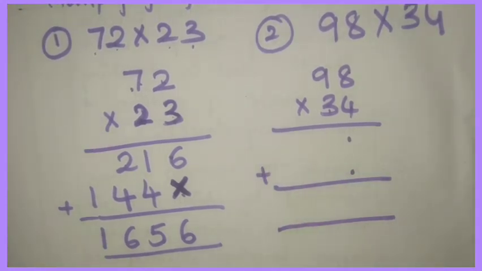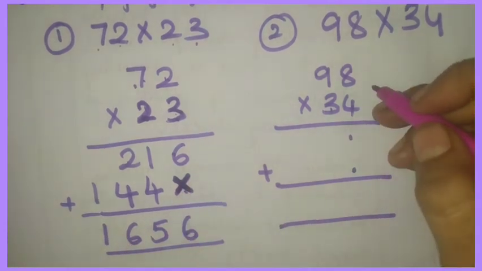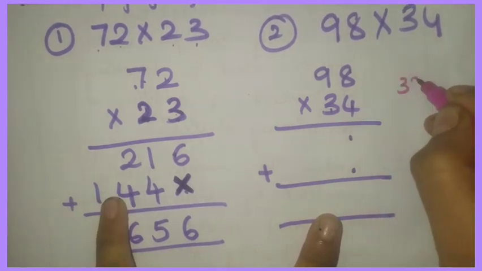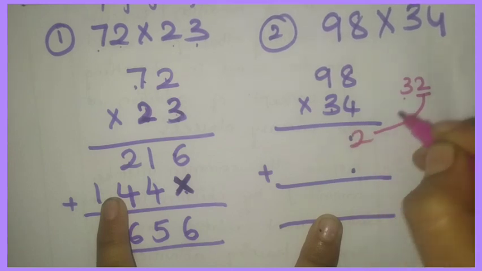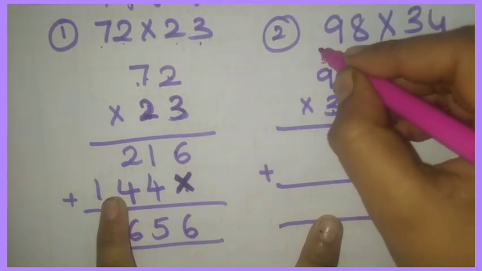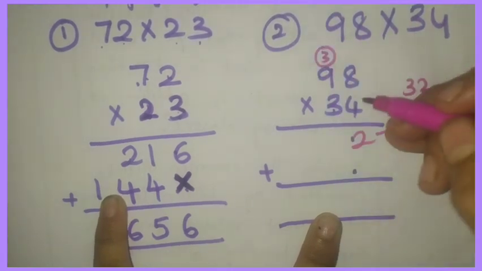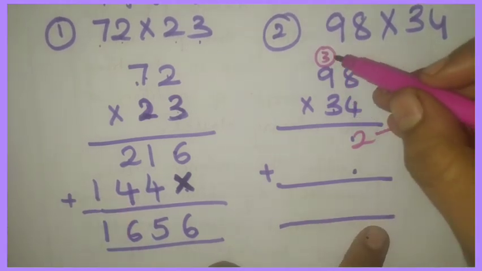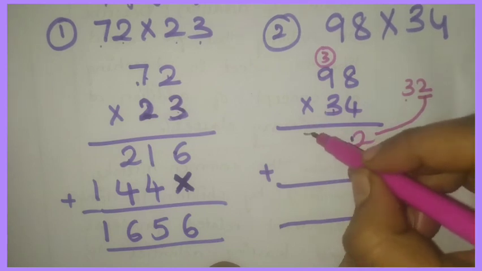Now first we will do multiplication here. 4 8s are 32. 32 is a 2-digit number. So we'll write this 2 here and this 3 is taken as carry. Now 4 9s are 36. 36 plus 3 is 39.